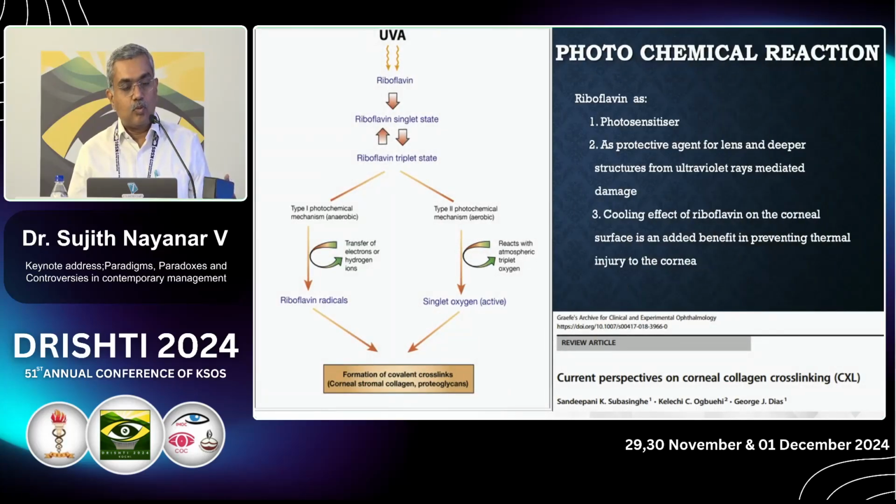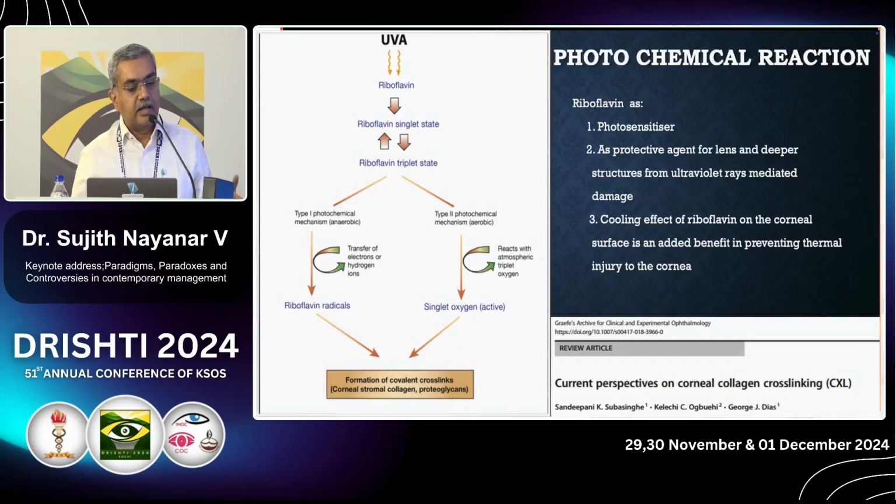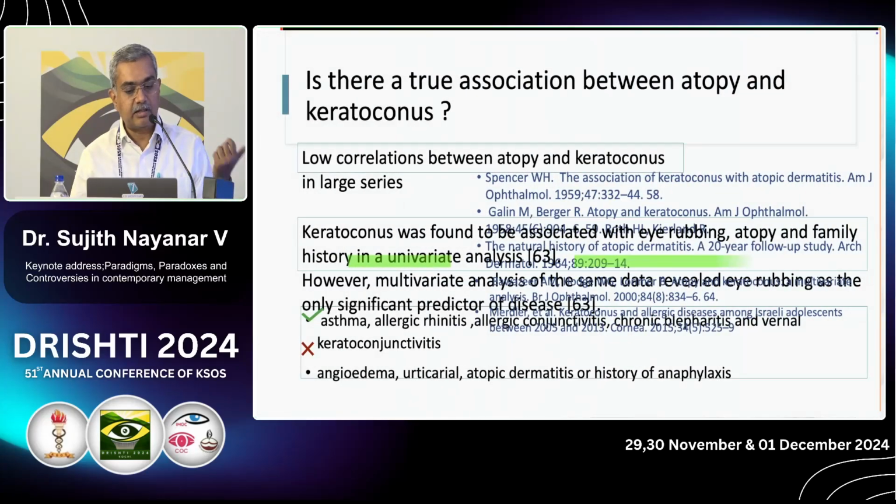So what happens in cross-linking? You have riboflavin which acts as a photosensitizer, and you have riboflavin radicals as well as oxygen radicals, and two types of photochemical reaction, one aerobic and one non-aerobic, are happening. So oxygen and riboflavin radicals together are forming the cross-linking. I'll come back to this.